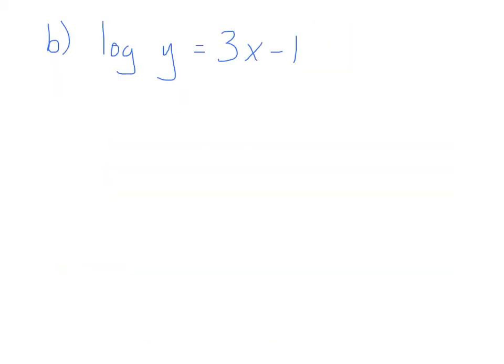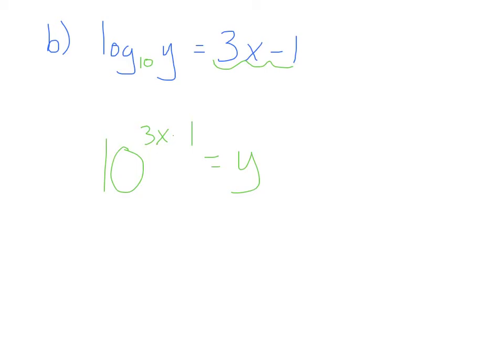Alright. Okay, this one's a little trickier because this time you only have 1 log. There's just 1 log on the left side. What's the base? Oh, it's base 10, Mr. Williams. Well, since it's in logarithmic form, guess what we can do? We can switch it to exponential form. What's the exponent? Is it 3x? Is it minus 1? Or is it the whole thing? That's right, it's the whole thing. So 10 to the 3x minus 1 equals what? Y. And looky there. Guess what, guys? Y is by itself.